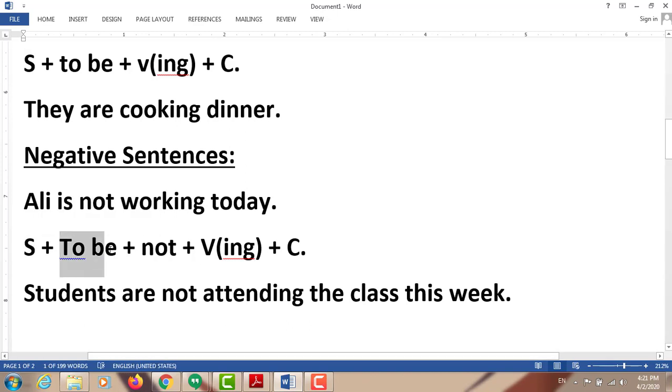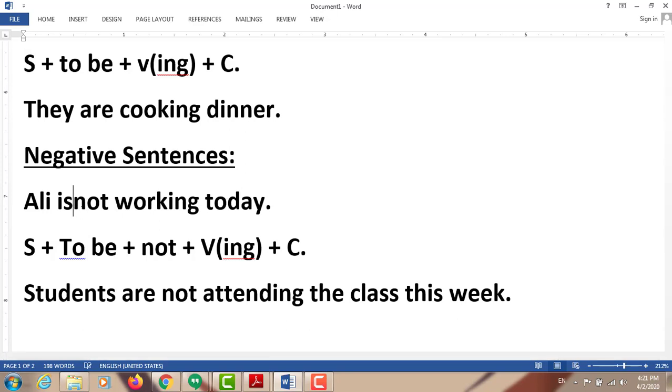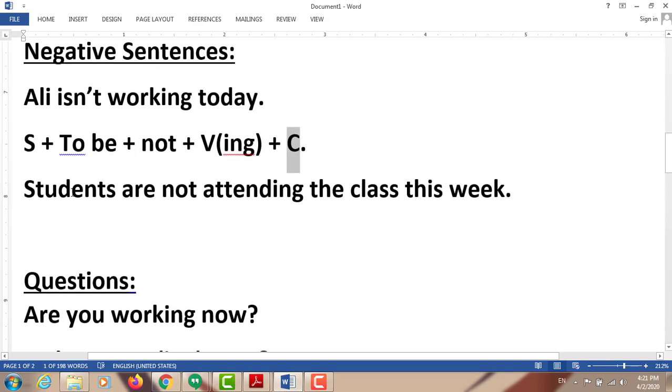Negative sentences. Ali is not working today. Subject plus to be, this is to be, and this is not, and you can make it short also. Ali isn't working today, because when we speak we use that short form. Ali isn't working today. So subject plus to be plus not plus verb ing, and then we have complement. Now, students are not attending the class this week, so this is our subject, this is our to be, and you can make this one short as well.